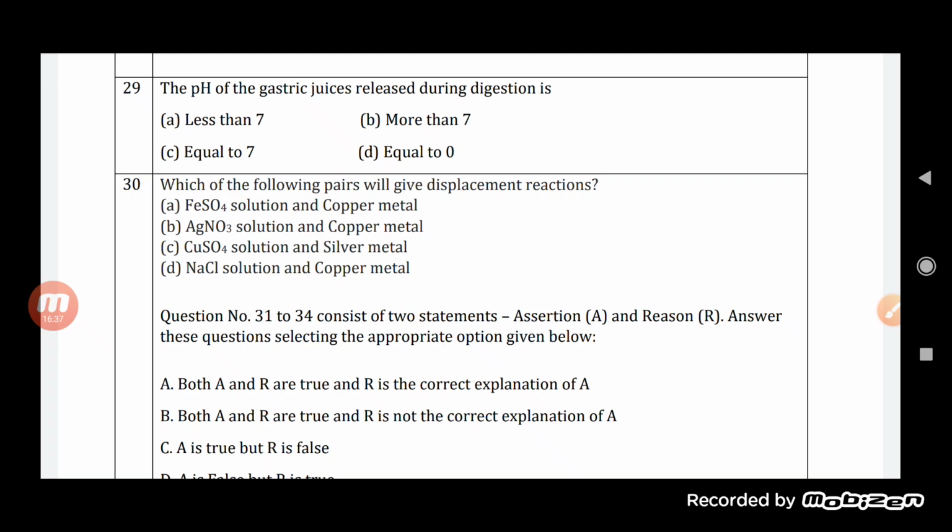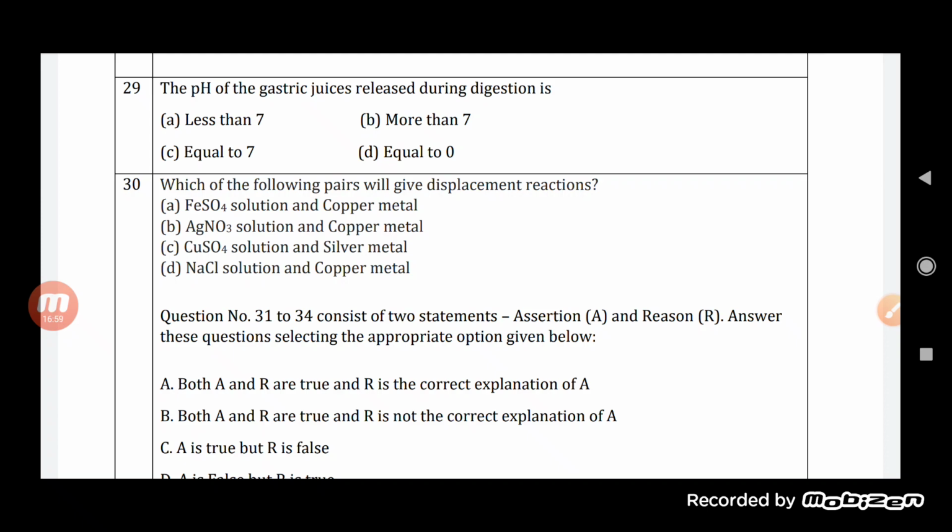Third one, copper sulfate and silver metal, just opposite to that one, students. If we take a copper sulfate solution and add the silver metal to it, silver being less reactive, it is not going to react with the copper present in the copper sulfate solution, and no such reaction will take place.